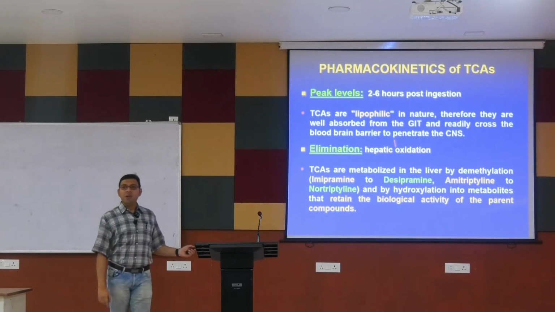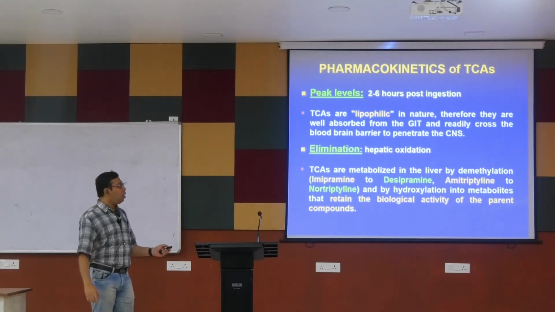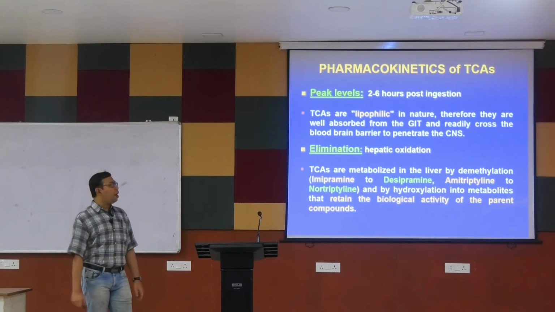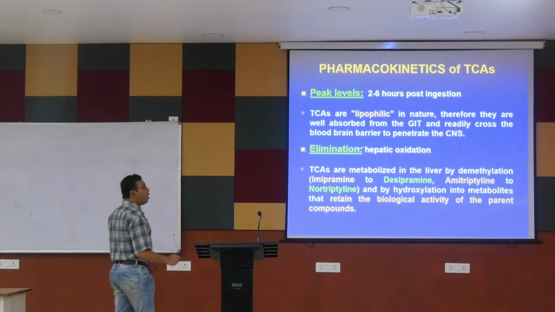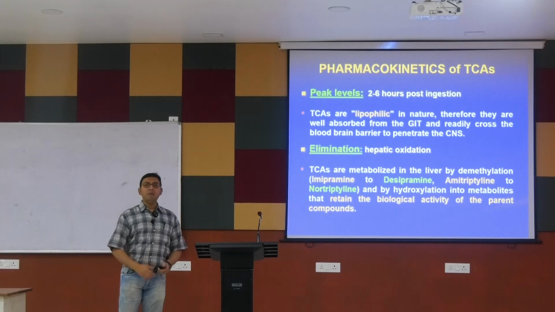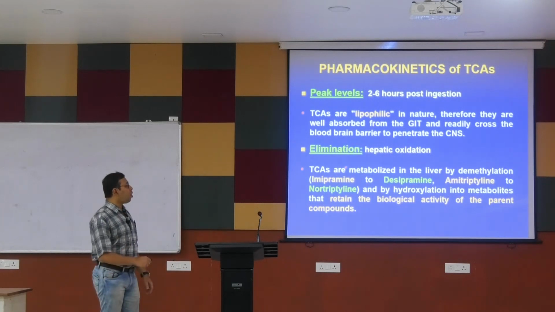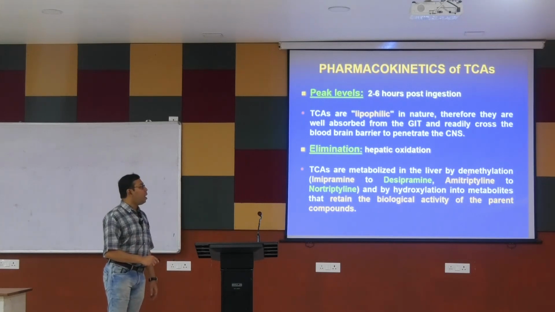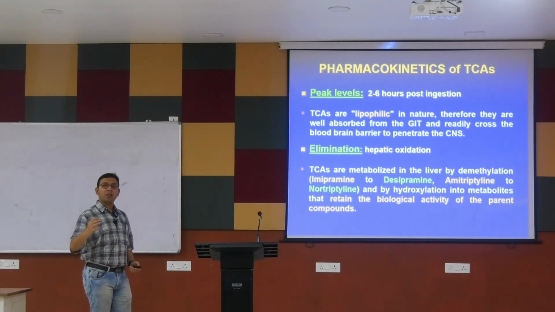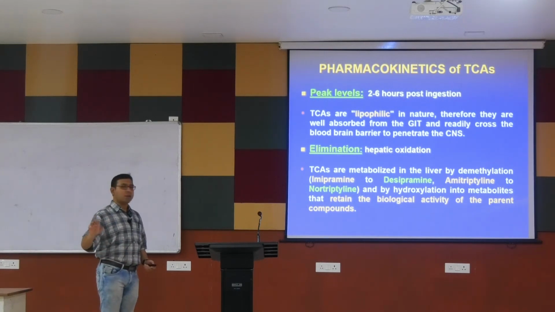Peak levels are usually reached 2 to 6 hours post ingestion. Most of these are lipophilic in nature, that is lipid soluble. Therefore, they are well absorbed from the gastrointestinal tract and readily cross the blood-brain barrier to penetrate the CNS. Elimination is mostly by hepatic oxidation. They are metabolized in the liver, for example imipramine to desipramine, amitriptyline to nortriptyline. These are active metabolites, and both of these can be used as a drug.